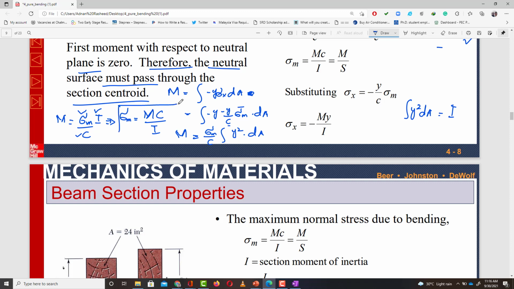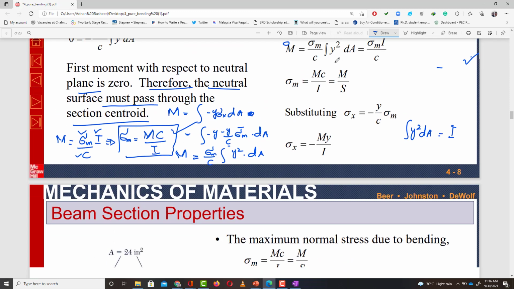This is the equation of bending stress for the beam that is applied with the couple or moment M, and this stress is the maximum stress. Clear? Which is given over here as well. This sigma m is equal to Mc over I. So again, this sigma m is equal to Mc over I.